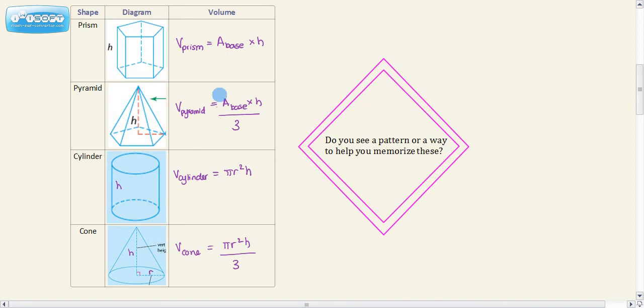Alright, so hopefully you can use this pattern of being 1/3 and 1/3 of a prism, a pyramid, and a cylinder and cone to help you memorize these volumes while you're working through the questions.